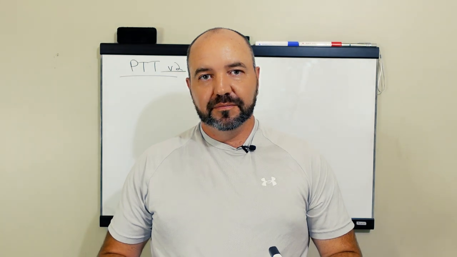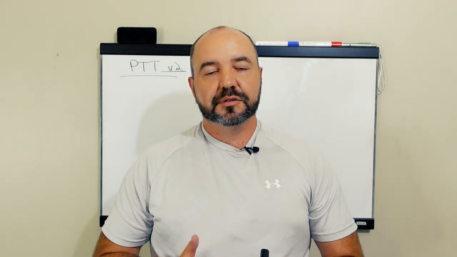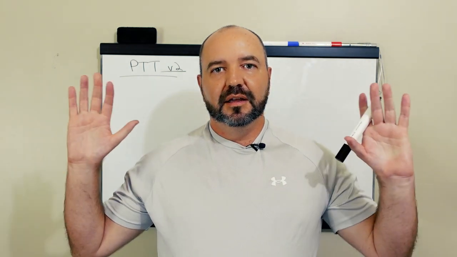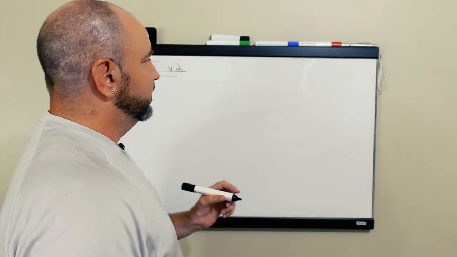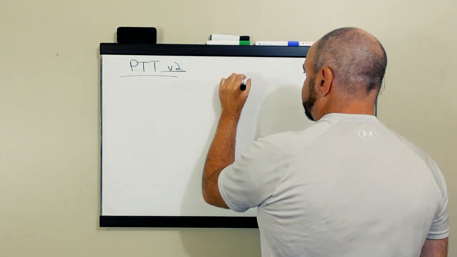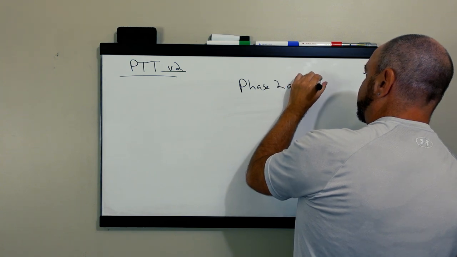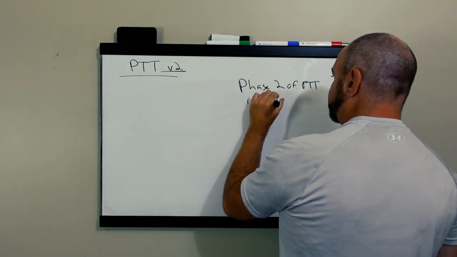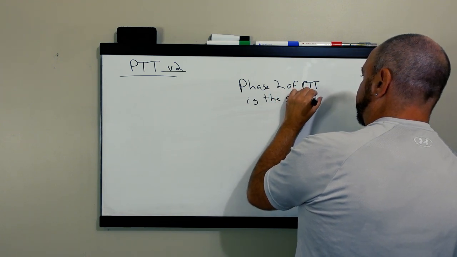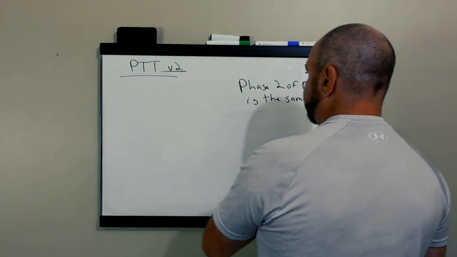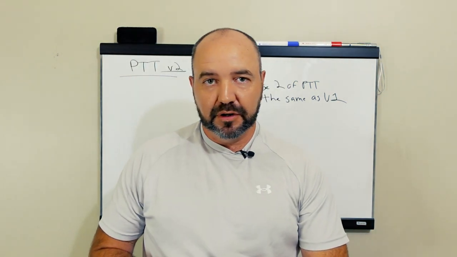So if you're already familiar with Prana Transmission Technique version one, and you're aware of phase two, right? Breathing in spirit, saying your sankalpa, and letting spirit work in the background while you're being led intuitively. And you follow your intuition, and intuition tells you when you're done. Then you conclude. Okay, so phase two of PTT stays the same as version one. So we're just focusing on phase one here.